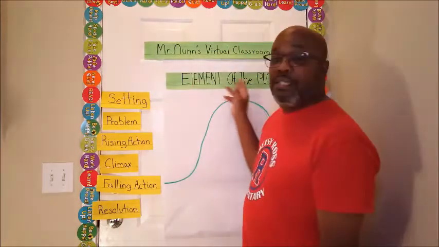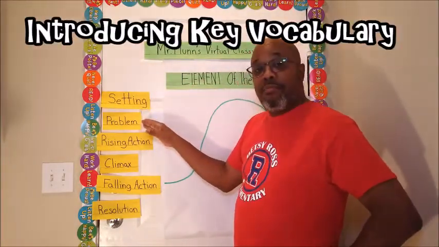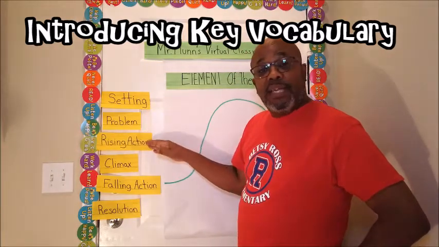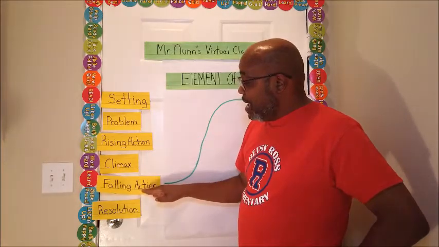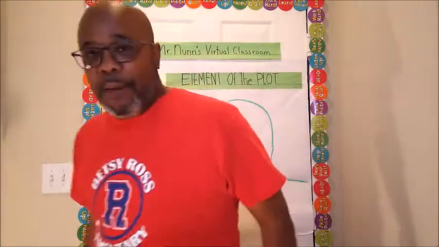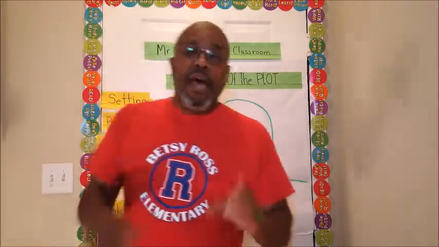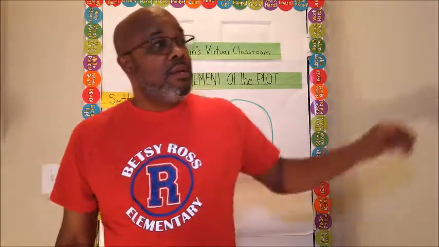When you're dealing with the elements of plot, the first thing you have to deal with is the setting, then the problem, then the rising action, the climax, falling action, and then the resolution. So we're going to play a little vocabulary game. I'm going to pull the definition and you're going to help me put it with the right vocabulary word. So here we go.